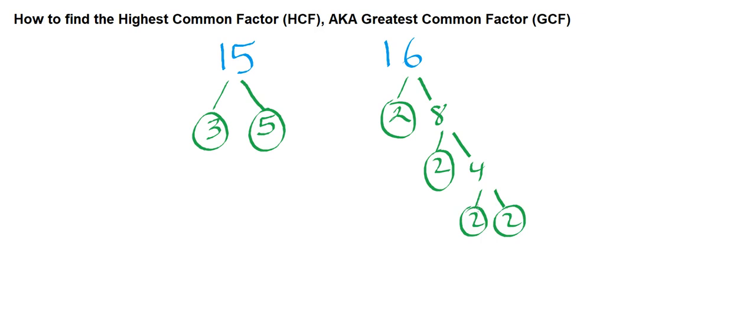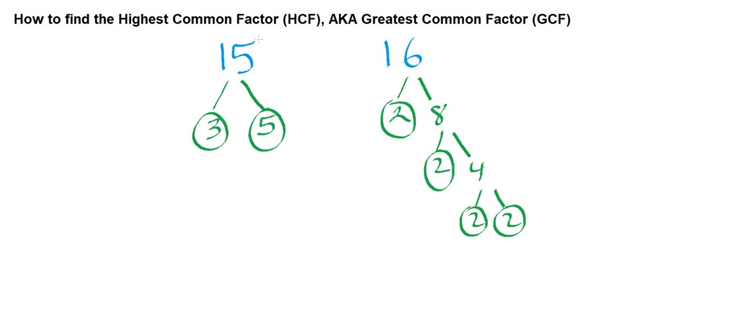So we now say, right, which of these prime factors, 3 and 5, are also prime factors of 16? Are there any 3's in the 16 tree? And the answer is no. Are there any 5's in the 16 tree? The answer is no. So let's look at these primes. Are there any 2's in the 16 tree? Yes. Are there any 2's in the 15 tree? The answer is no. So they have no common prime factors.